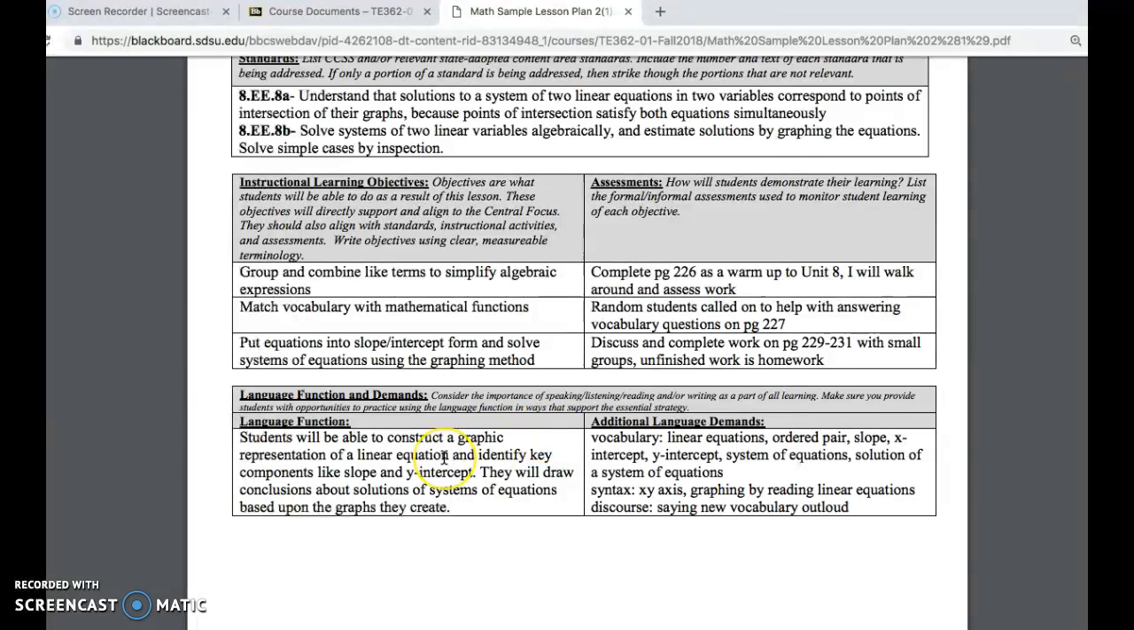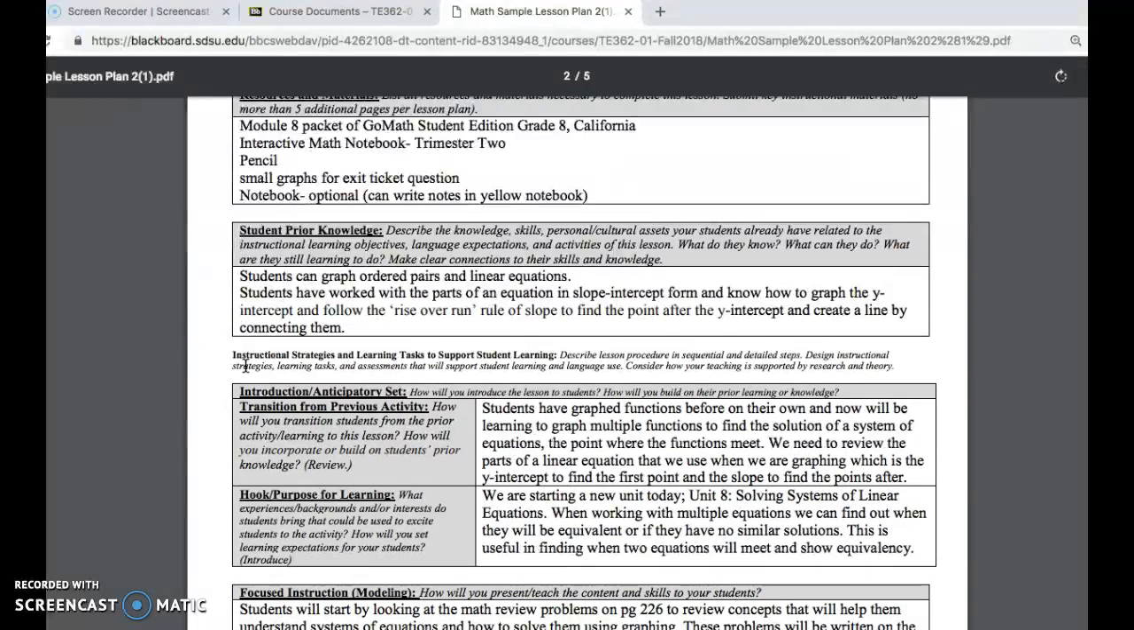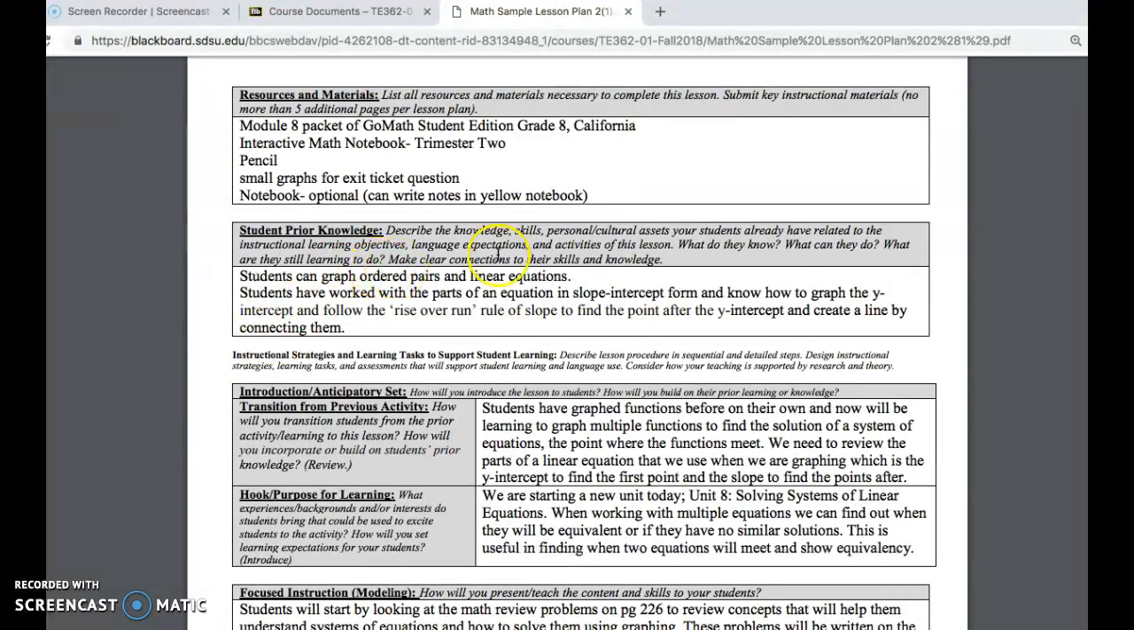And then here, she checks for language functions by graphing and then talking about solutions that they graphed, and understanding the specific vocabulary in terms of slopes is very important to be able to understand what they're asking in her language functions. And then this is the material that the students will need. The Module 8 packet is definitely the focus of this whole lesson.